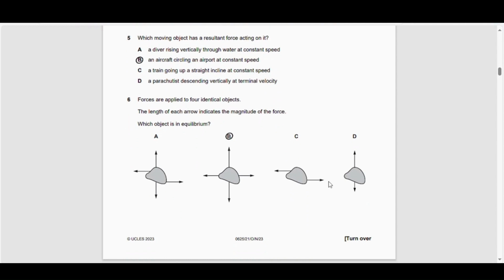So next, if we look at 6, forces are applied to 4 identical objects. The length of each arrow indicates the magnitude of the force. Which object is in equilibrium? So you've got, again, 4 different options here.